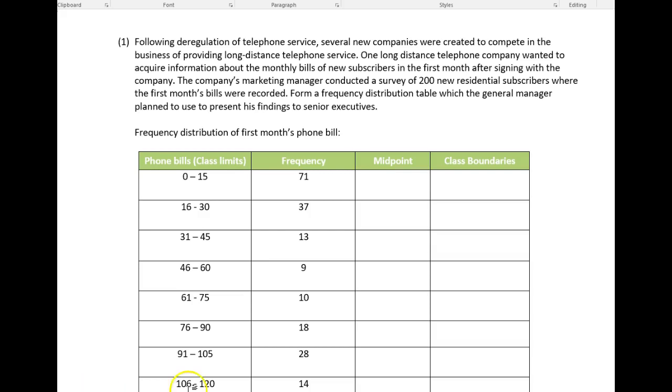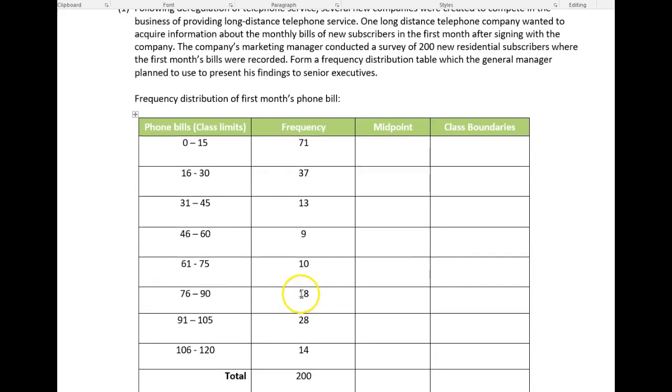Okay, so we're looking at this, and what it gives us are class limits. So these phone bills class limits, and it gives us the frequency. So what we saw in the last video in 2.1 was we made a frequency table out of qualitative data, and now we're making it out of quantitative data.